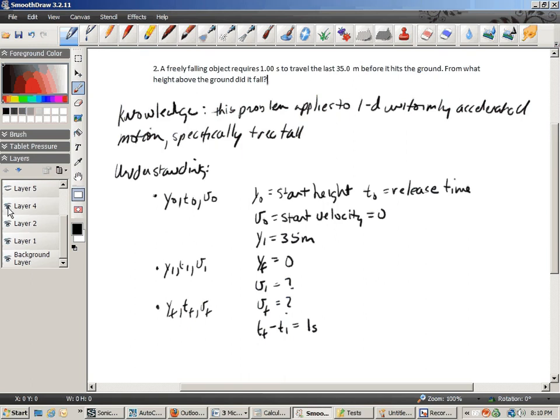It passes y1 at some time t1 at some velocity v1, and it finally hits the ground at some velocity v final at y final and t final, where y0 is your start height, t0 is your release time, v0 is your start velocity, y1 is 35 meters above the ground, yf is 0. We don't know v1, we don't know v final, we don't know t final, and we don't know t1. We know the difference though is 1 second. So we have at least 4 unknowns. So we're going to need quite a few equations in order to solve this problem.